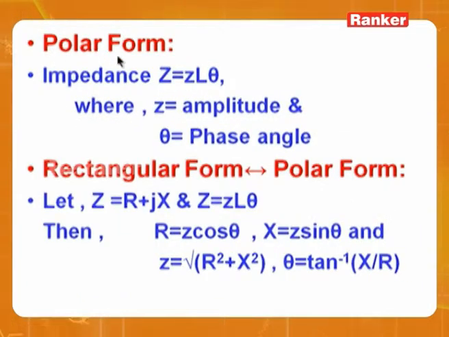Then coming to polar form, an impedance is Z angle theta, where small z is an amplitude, theta is a phase angle. In the rectangular form, we can convert into polar form. Take your Z is equal to R plus jX, Z is Z angle theta. That means R is equal to Z cos theta, X is Z sin theta. The small z is root of R square plus X square. Theta is tan inverse of X by R. Tan inverse of imaginary term by real term you have to take. For any tan is opposite by adjacent. That conversion you can take.